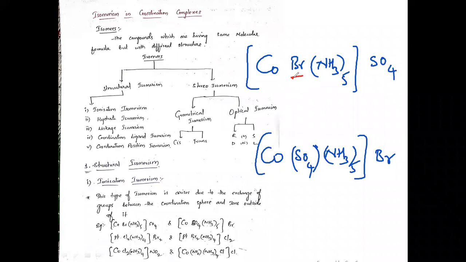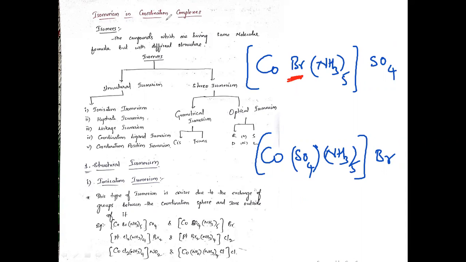See here the bromine which is inside the coordination sphere. That means this bromine is donating its lone pair of electrons to the cobalt. Here the sulfate is outside of the coordination sphere. That means it is not a dative bond, it is simply an ionic bond. So it cannot donate its lone pair of electrons, so it is indicated with dotted lines. Now you should understand there is a change in the structure of these two complexes.